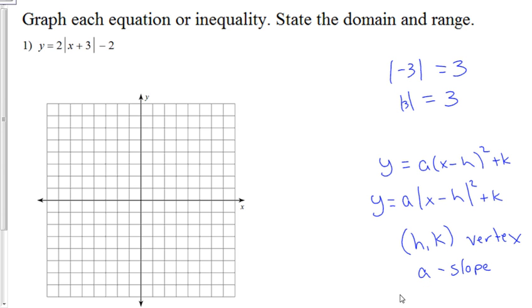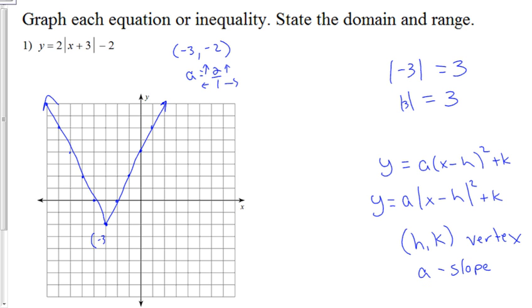So if we look at this one, remember it's the opposite of the one inside. So our vertex is -3 and -2. That is right here. And our slope, our a value, is 2, which is up 2 and over 1. So here is one side of our absolute value graph. And since we are dealing with an absolute value, it's also up and to the left by the same slope. So our graph ends up looking like this.